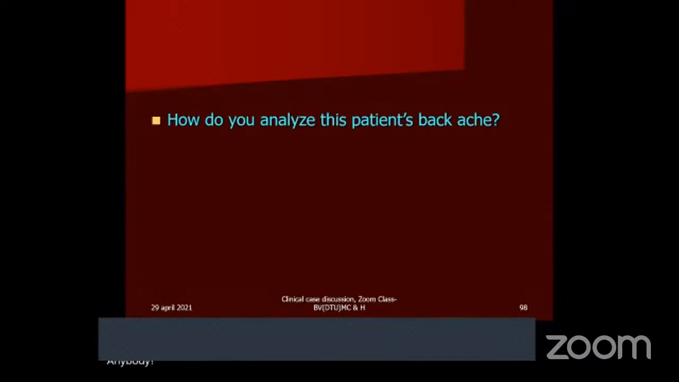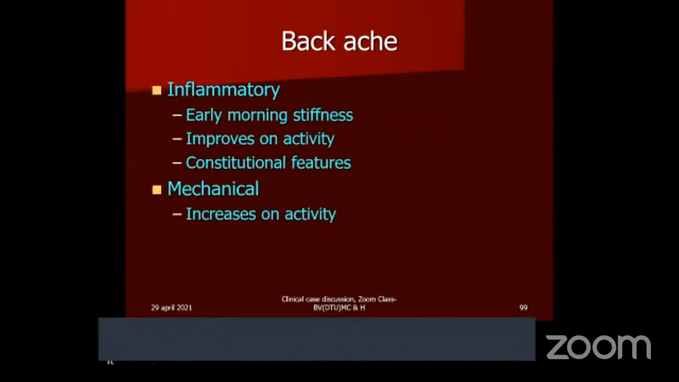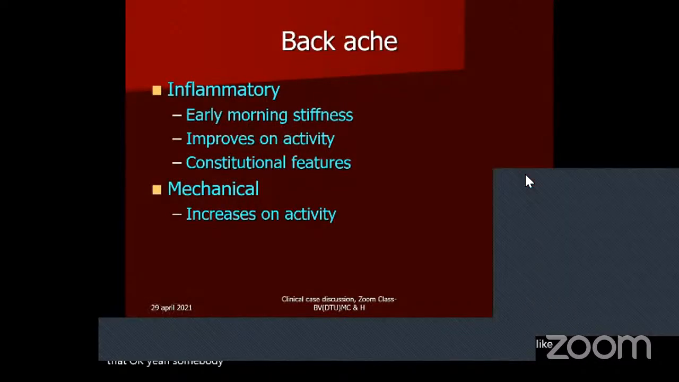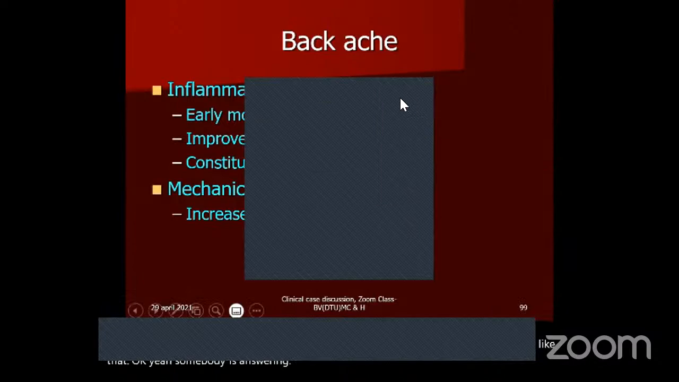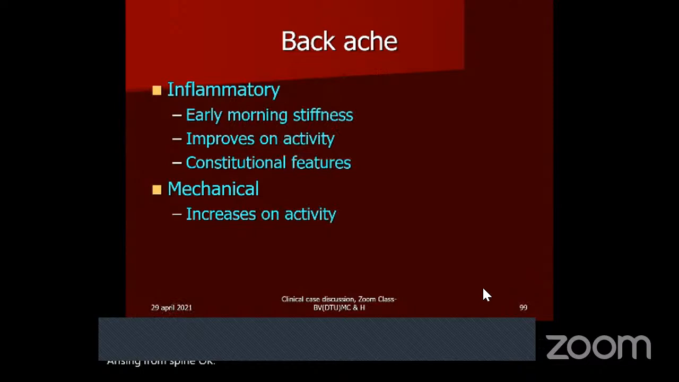The types of backache are inflammatory, which has early morning stiffness that improves on activity, and there will be constitutional features like fever, loss of appetite. The other type is mechanical, which increases on activity. By evening, it is more. Okay? Yeah. Somebody is answering: arising from spine. That means you are saying it's a bony pain, right?